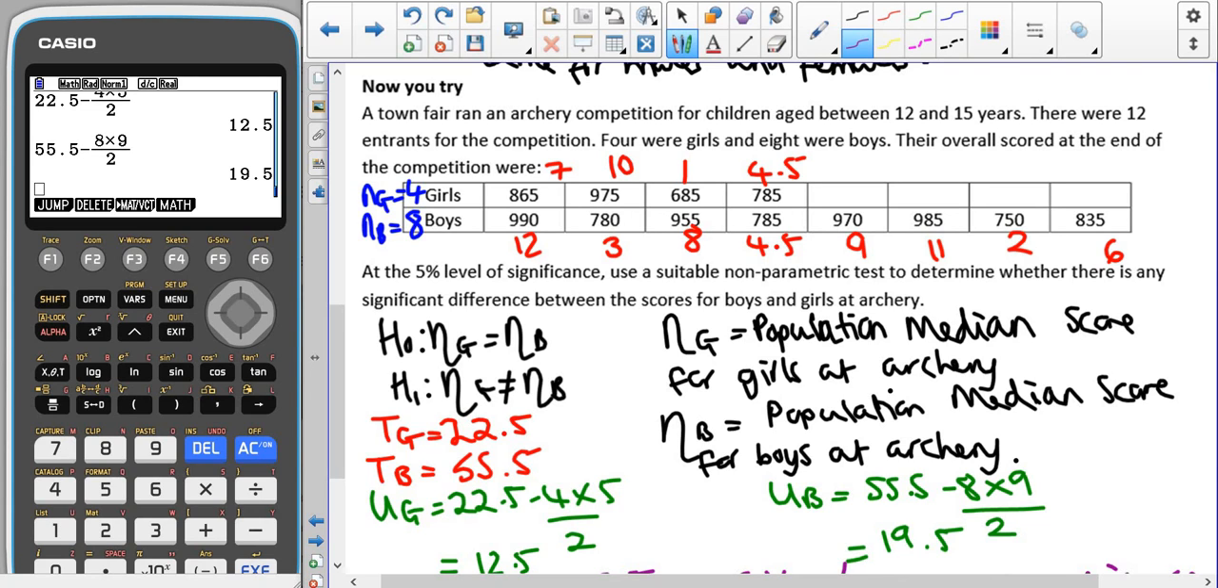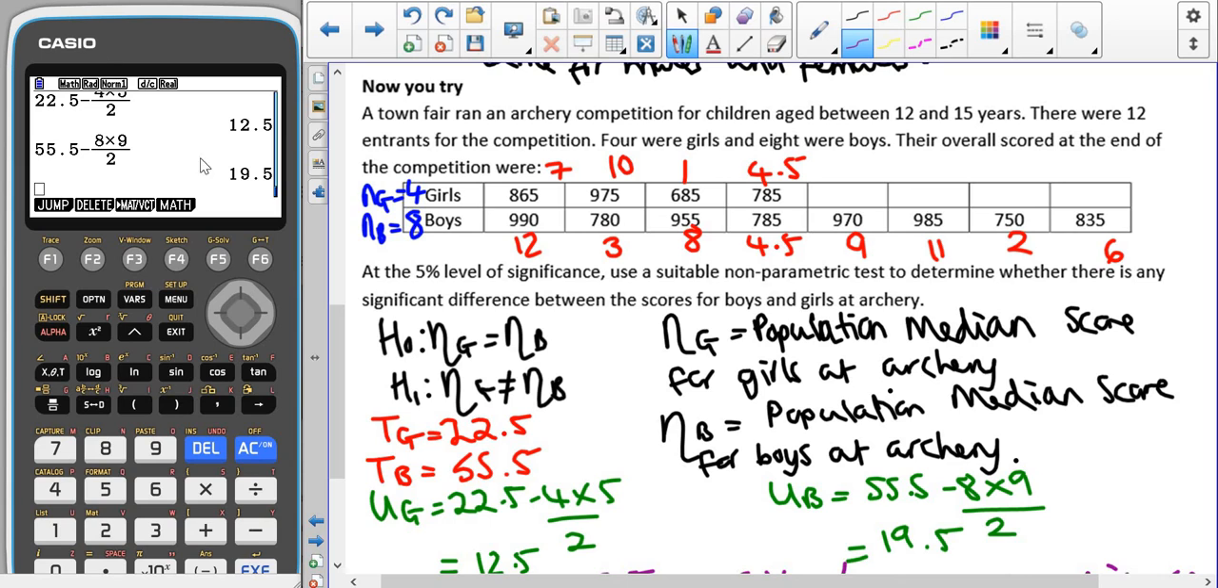Then we rank our data as one big set of data and add each of the rankings up separately, which gives us a total for the girls of 22.5 and a total for the boys of 55.5. The number of pieces of data that we have for girls is 4. The number of pieces of data we have for boys is 8.